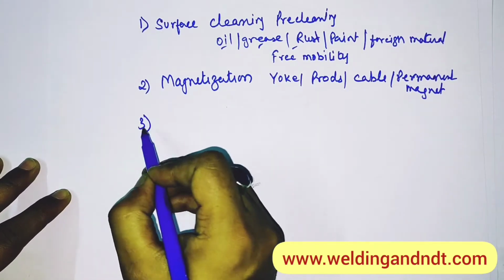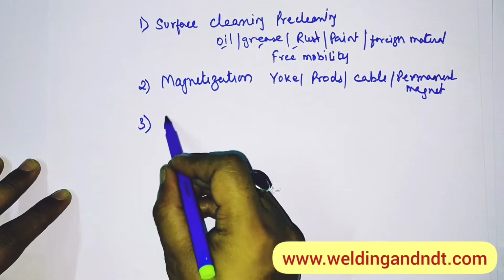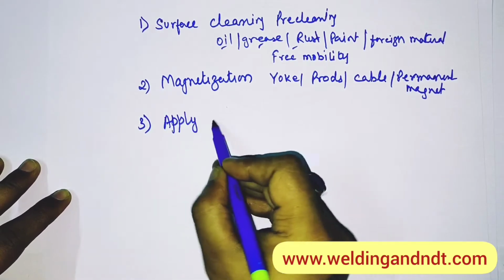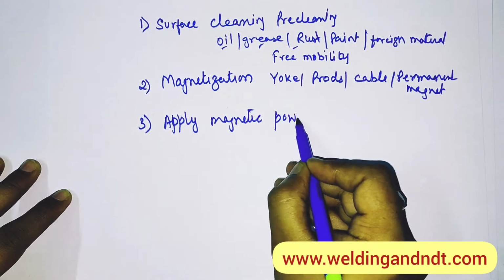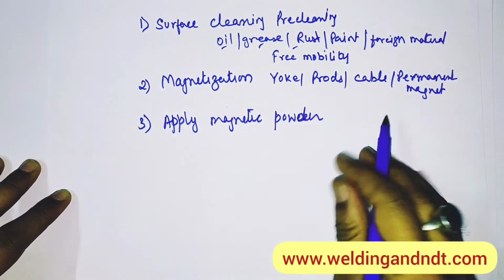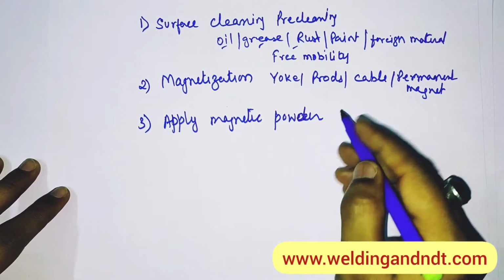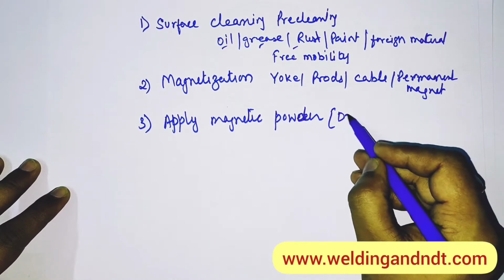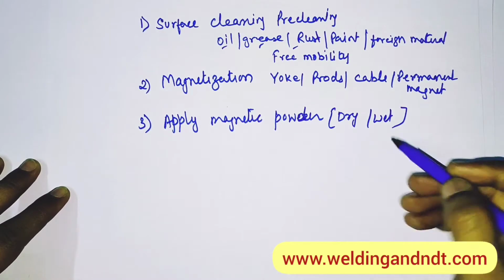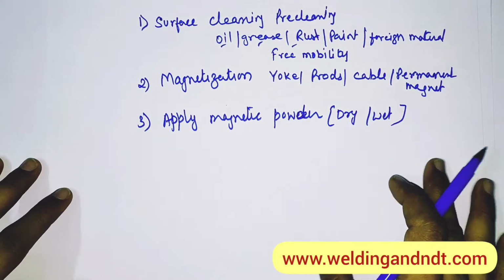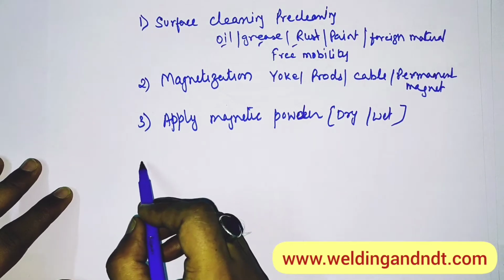After magnetization, the third step is apply magnetic powder. So you need to apply magnetic powder. This magnetic powder can be in the form of dry particles or wet suspended particles. So I'll explain these two also. First, let me write the complete step.